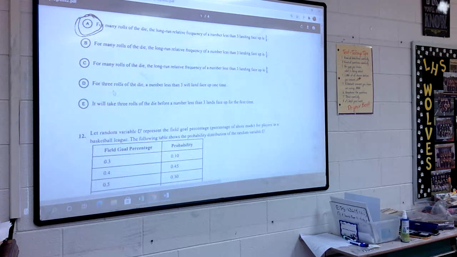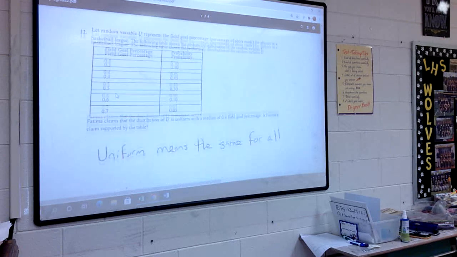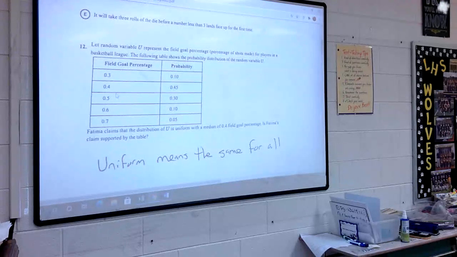Number 12. In number 12, they are not uniform, because if they were uniform, all their probabilities would need to be equal. Uniform means, like, think about wearing a uniform. Everybody's got the same thing. So they're not uniform, so I gave the definition of uniform. Uniform means the same for all. So they're not uniform. So her claim is not supported there, that they're uniform.